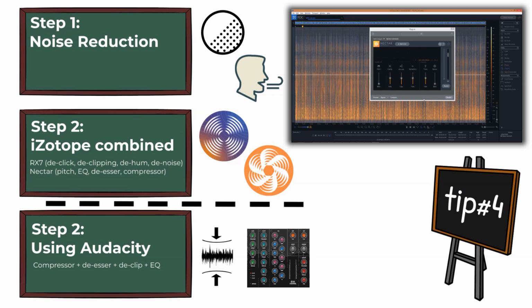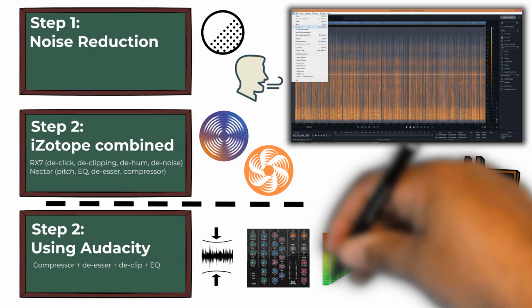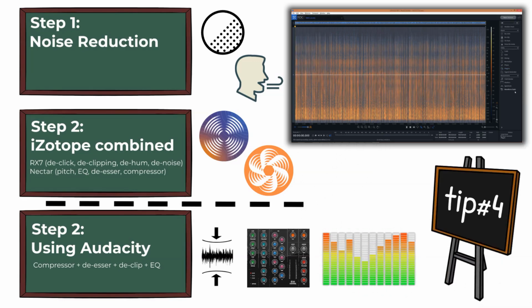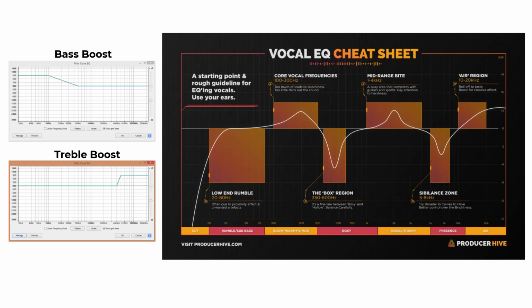Next effect, click removal if needed. Then I would use filter curve for high pass and low pass filter. Again, some YouTube videos suggest you run a bass boost followed by a treble boost. That is a bad idea. I'll explain why for bass.